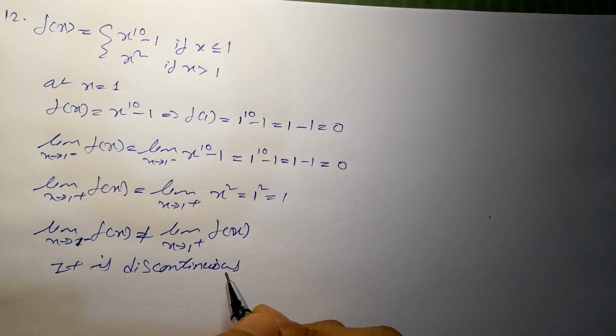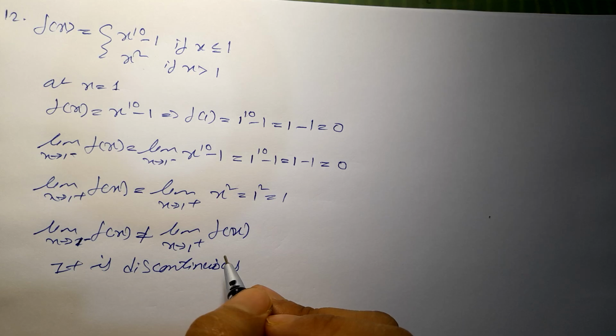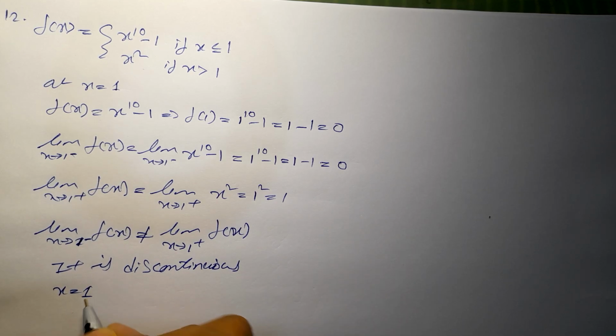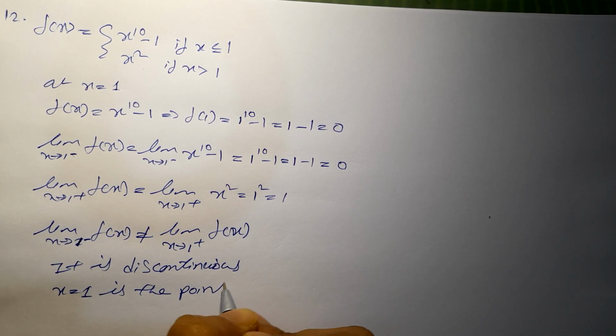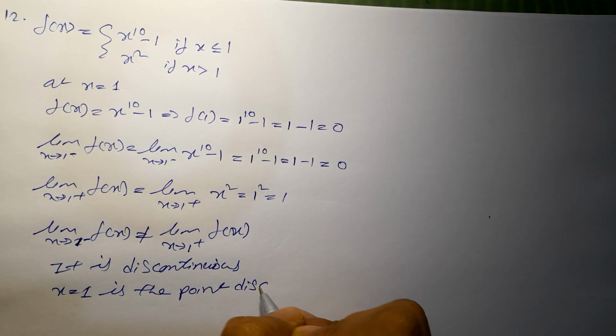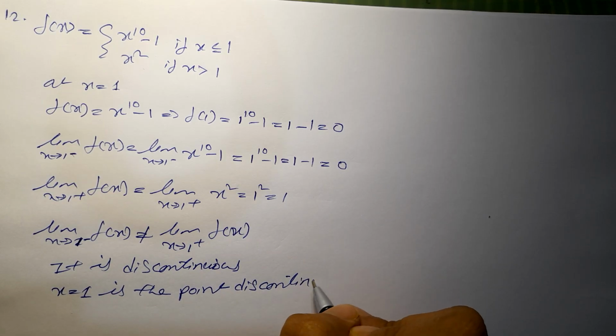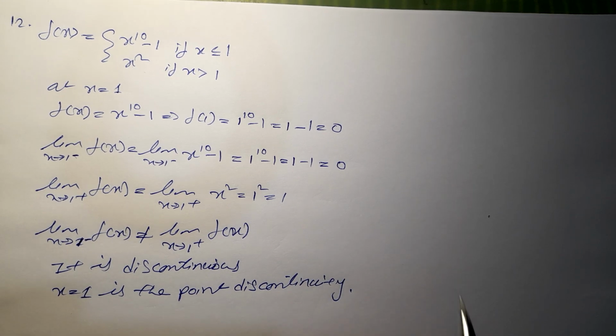Discontinuous. The point of discontinuity is x equal to 1. It is discontinuous at x equal to 1 because the left hand limit at 1 is not equal to the right hand limit at 1. Therefore it is a discontinuous function.